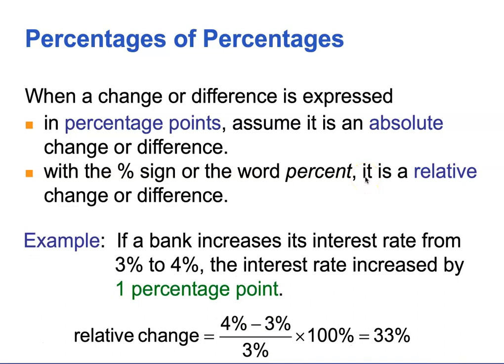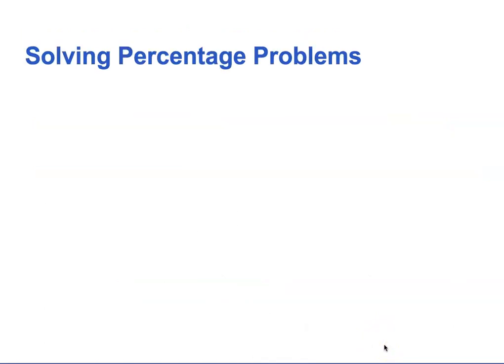For example, if a bank increases its interest rate from 3% to 4%, the interest rate is increased by 1 percentage point. All right. Well, if you look here, they're using the symbols for percentage here. So that means you're looking at relative change. All right. So it increased from 3 to 4. So that would be 4% minus 3 over 3% times that. So it's a 33% change.